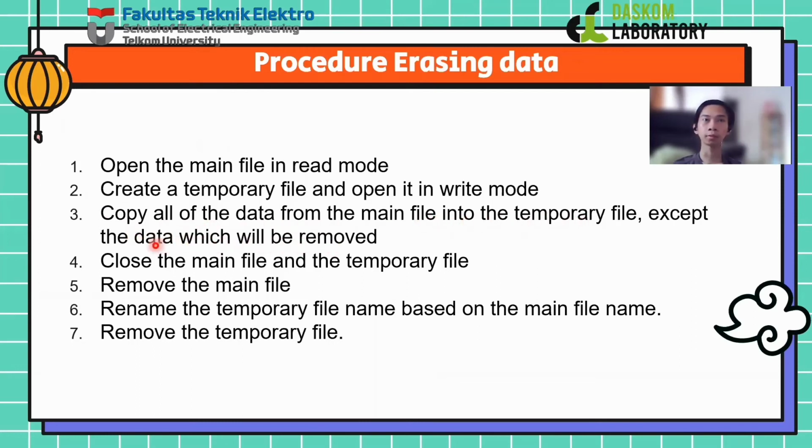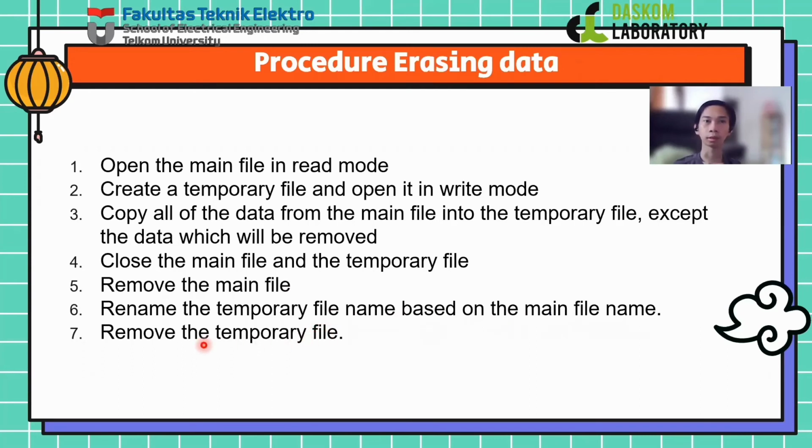The data that will be removed will remain in the main file. The data that we don't want to remove, we just copy to the temporary file. Fourth, we close the main file and the temporary file. Fifth, we remove the main file, because the main file contains the data that we want to remove. And sixth, we rename the temporary file to the main file name.